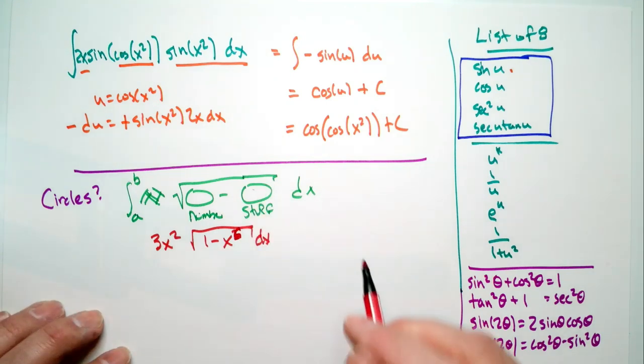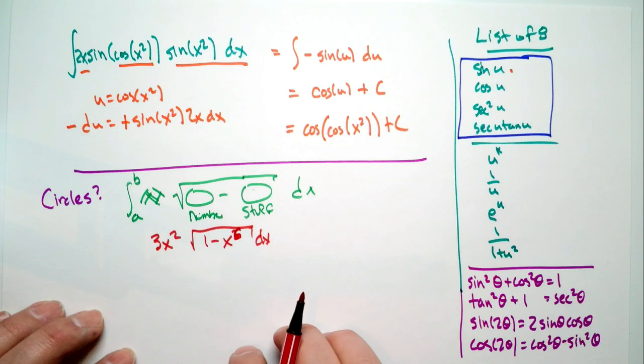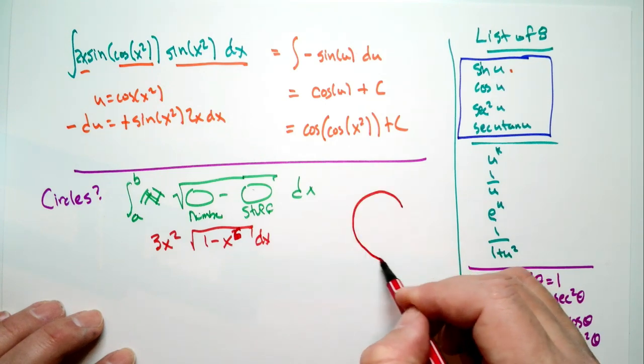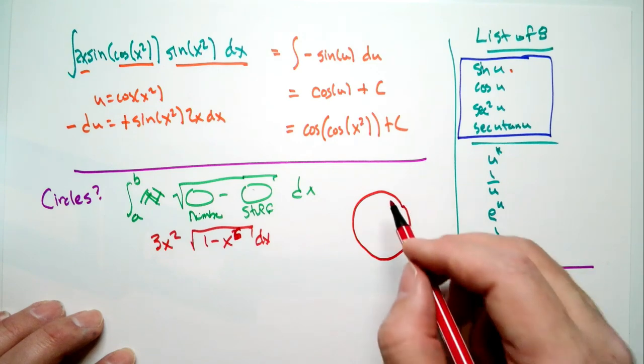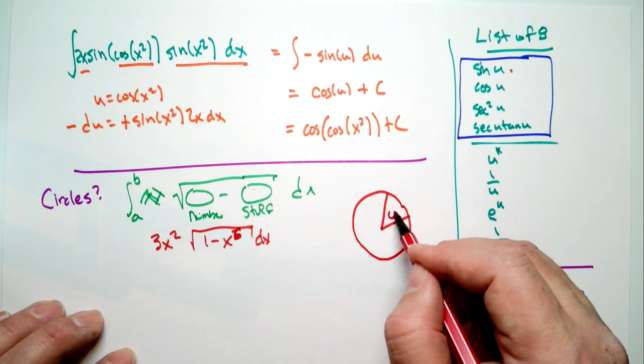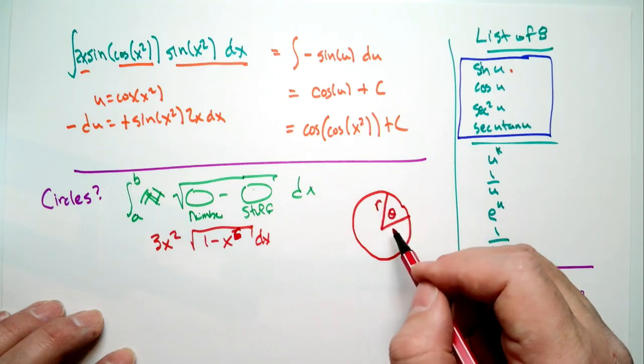So the question was, how do you find the area of a portion of a circle? And here's the little formula. It's actually really fun. You can derive it really quickly. So suppose you have a little piece of a circle. Let's call this angle theta. Let's call this radius r.